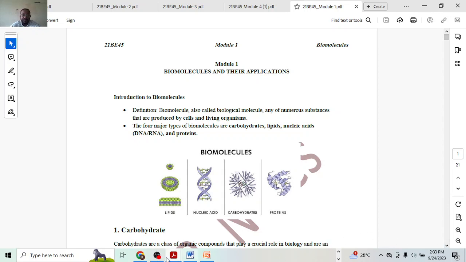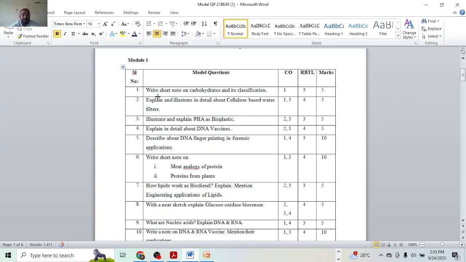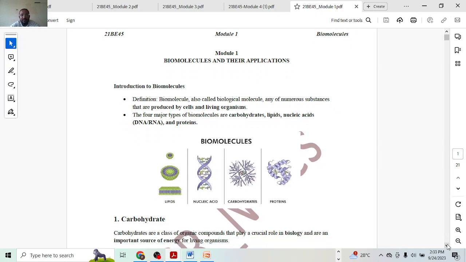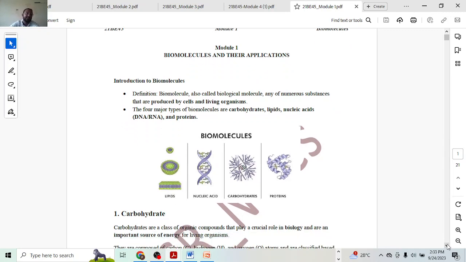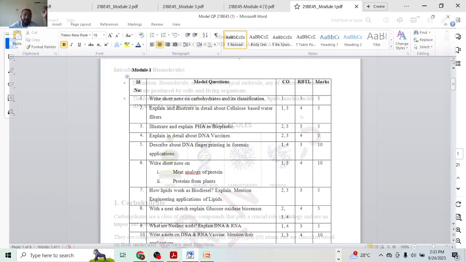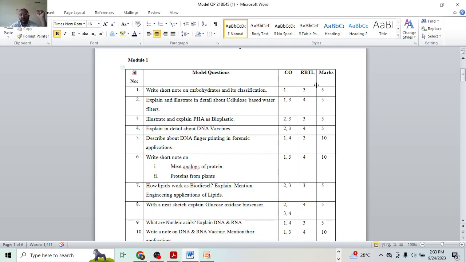So let's start. The first question says, write a short note on carbohydrates and its applications. Now what are these things? The first topic is about biomolecules and their applications. So, introduction to biomolecules: do I have to write this particular introduction? No. Why? Because the question is very simple. It is asked for 5 marks.